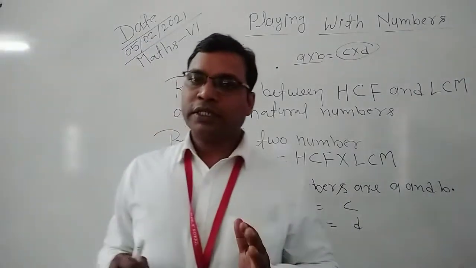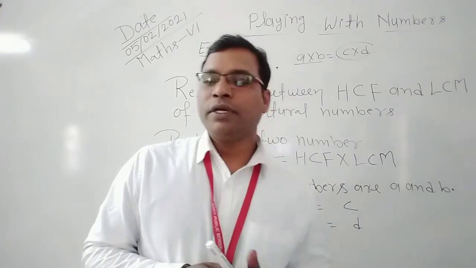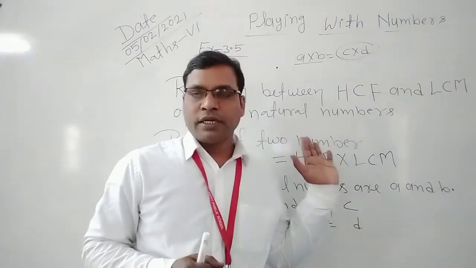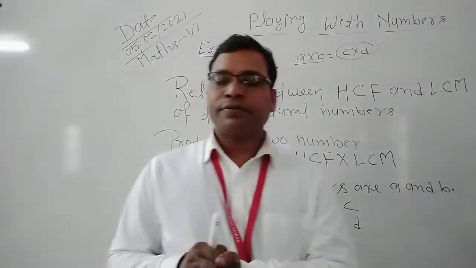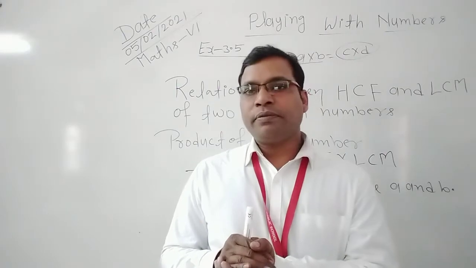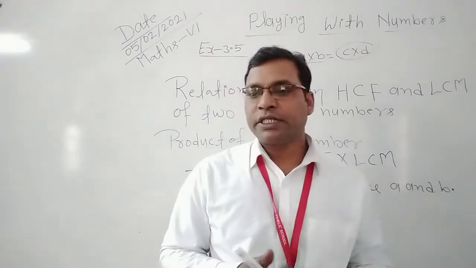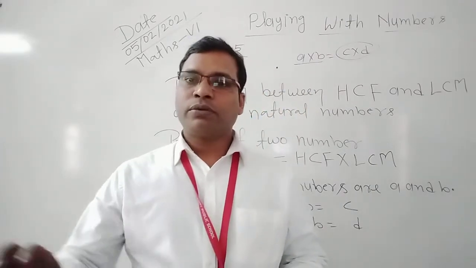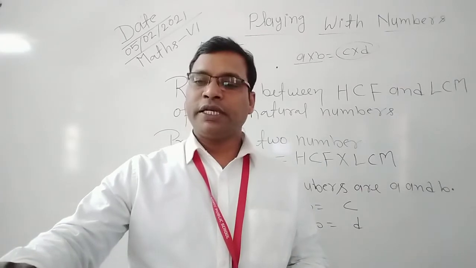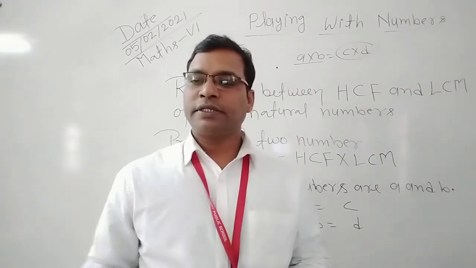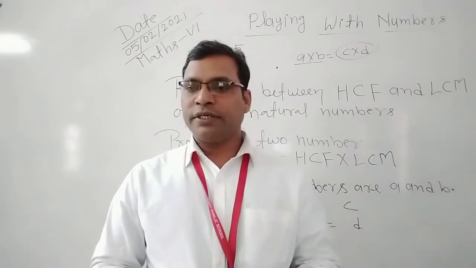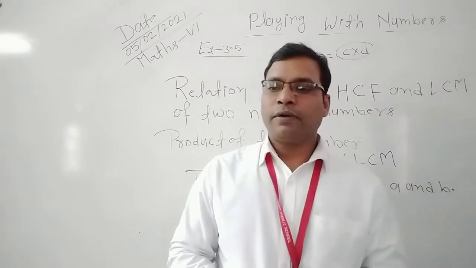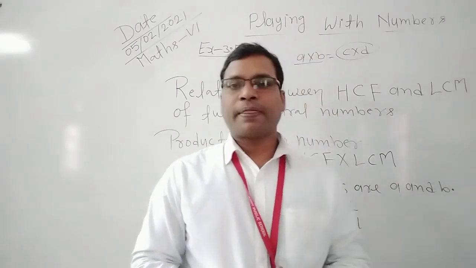So we are going to discuss next question number 5, which depends on this formula. This relation: product of two numbers is equal to product of LCM and HCF of those numbers. This is clear now. So let's see question number 5. If HCF and LCM of two numbers are 6 and 840 respectively, and one number is 42, find the other number.